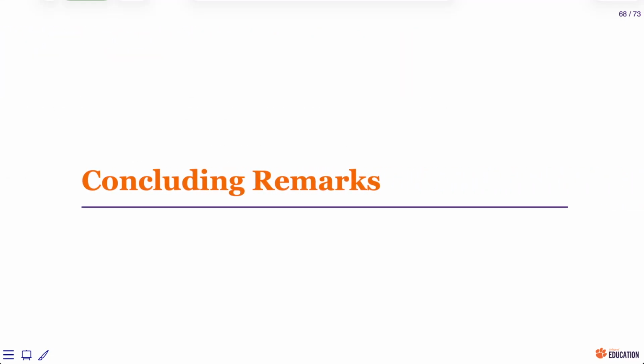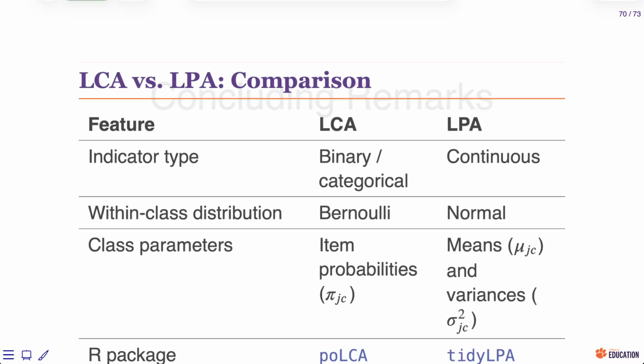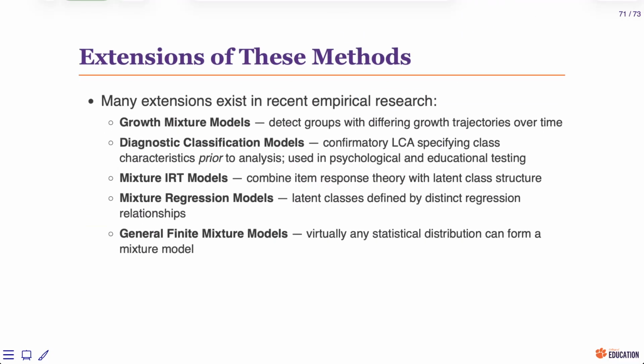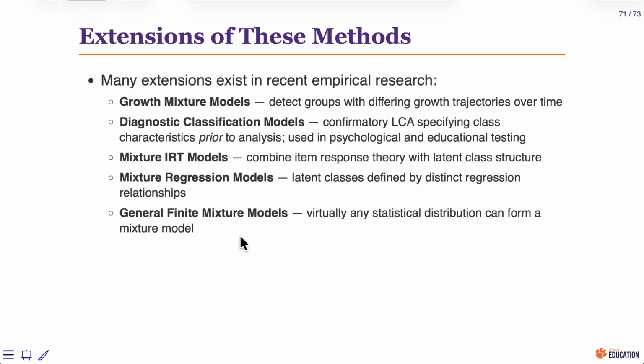So that wraps up our lecture on classification using finite mixture models, in particular latent class and latent profile. The differences between the two are solely about the distribution. Bernoulli distributions have one parameter, an item probability, whereas normal distributions have means, variances, and potentially covariances, multivariate-wise. There are many different extensions of these models that exist out there.